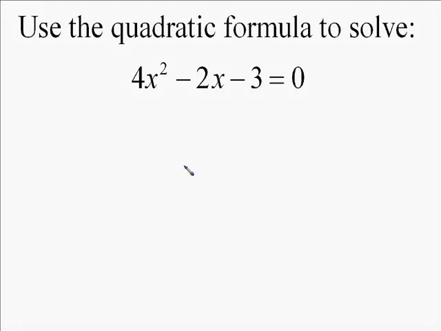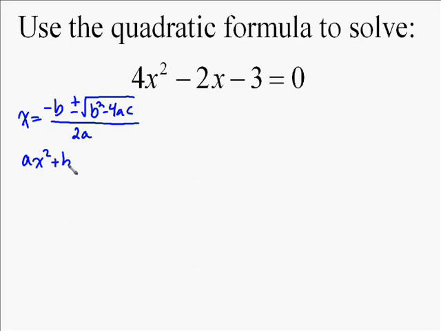The following problem asks us to solve the following quadratic equation using the quadratic formula. Again, every time you use the quadratic formula, it's a good idea to write it down just so that you remember what it is. So it's negative b plus or minus the square root of b squared minus 4ac all over 2a. And it's just one of the things that you should memorize.